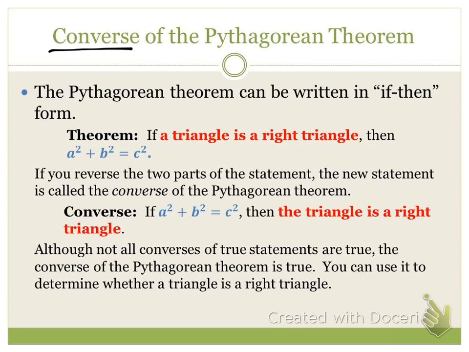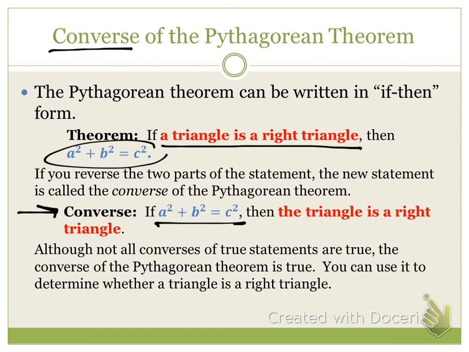It has to be a right triangle. So here's what it's saying. It's saying if a triangle is a right triangle, then the Pythagorean theorem will be true: a squared plus b squared will equal c squared. And then the converse of that, what you need to know is the converse means basically we're flipping the statement. If the Pythagorean theorem is true, a squared plus b squared equals c squared, then the triangle is a right triangle. Do you see how they're kind of reversing the statement?